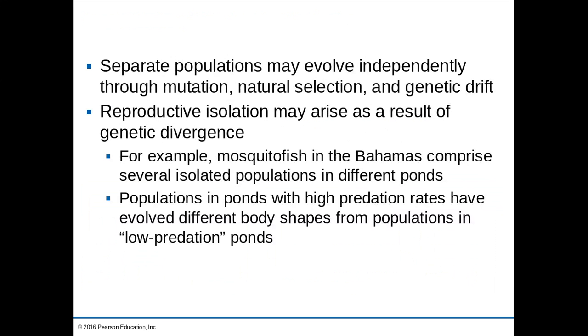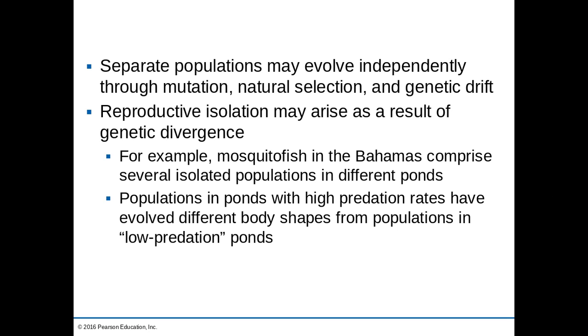Once the populations become separated, they can evolve independently through their own mutations, natural selection in that area on those mutations, and then, of course, genetic drift. And if the genes change too much, we may end up with a case of reproductive isolation of any sort that we talked about in 22.1. So, for example, in the Bahamas, there are these mosquito fish that are found in different ponds, and they used to all be part of the same population, but within the different ponds, they evolved separately.